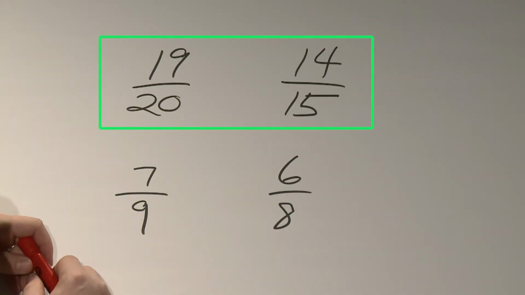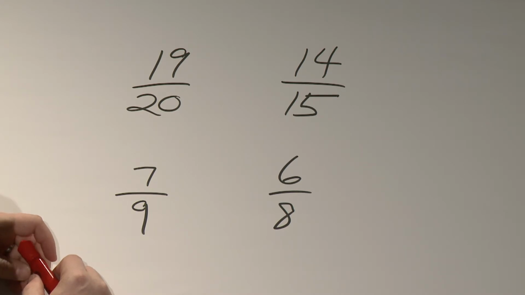Let's take a look at two more. So let's look at 19/20 and 14/15. Both fractions are missing one piece. But if we think about the size of pieces, 20ths are a little bit smaller than 15ths. And so 19/20 is a little bit closer to one whole than 14/15.